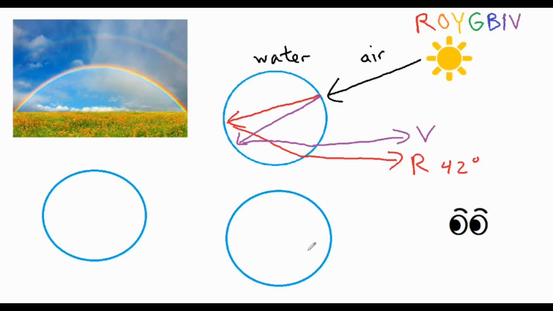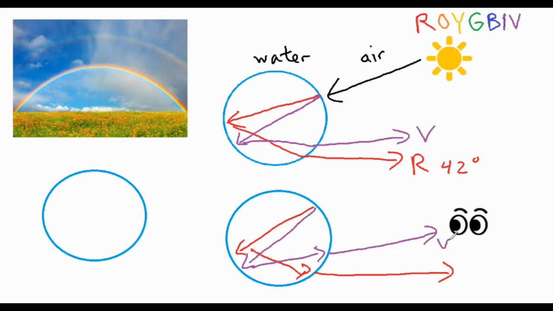So if we have a second drop, it's going to look sort of similar, where the red comes in and then comes out. And then where the purple comes in, the violet gets bent a little bit more and then goes outward. Now, that's where we actually see the violet light. We see the violet light from a different droplet of water. So there's millions and millions of droplets of water. So it's obviously not necessarily two, but it's going to be one from below.